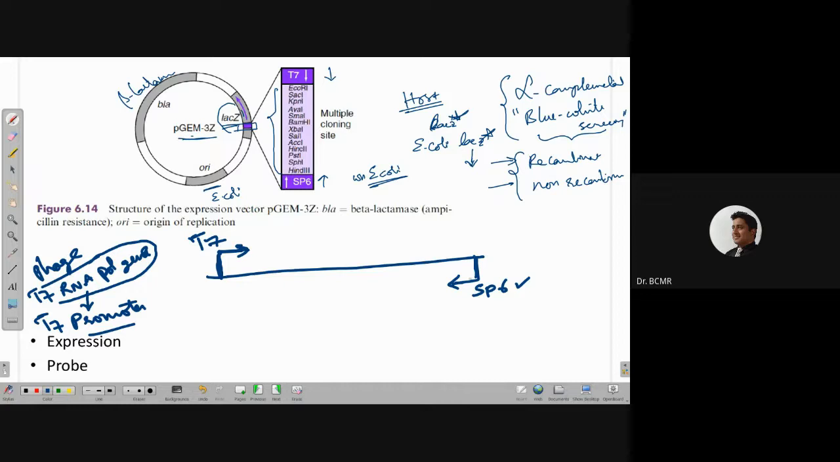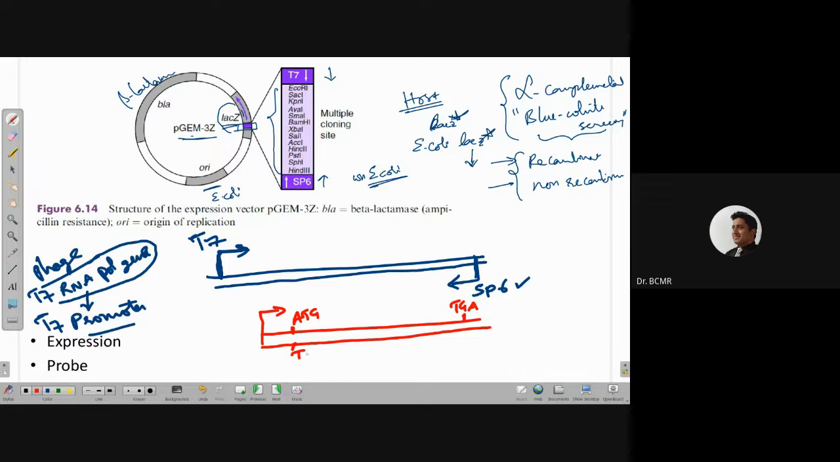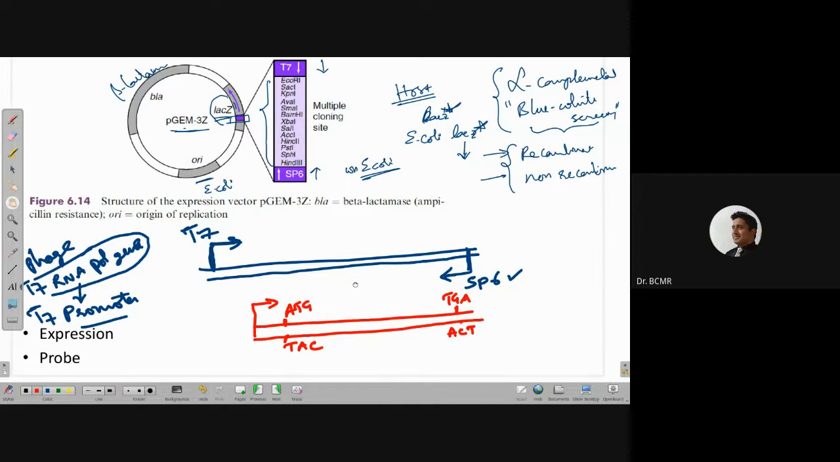So before going further, I want you to recollect some things. When we have transcription, and this is the promoter, somewhere around here we have the start codon, ATG, and here TGA. The complementary strand would have been TAC and ACT, right? How do you describe these strands? Which one is the coding strand? Which one is the non-coding strand?